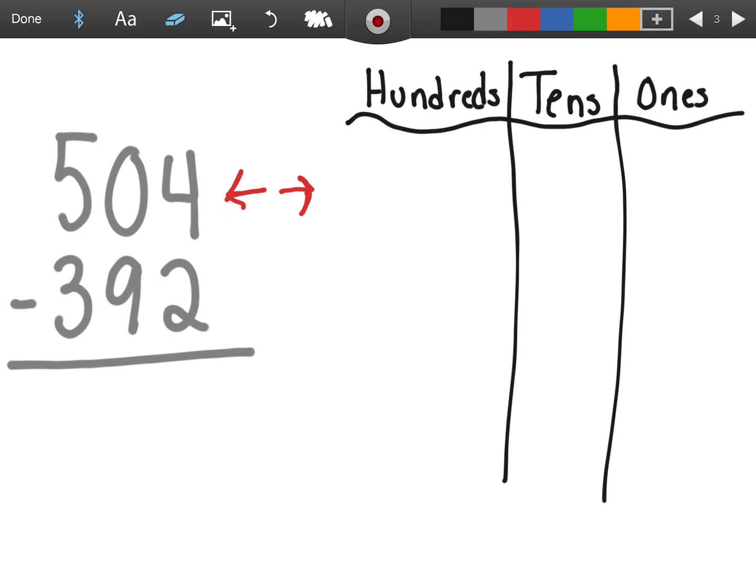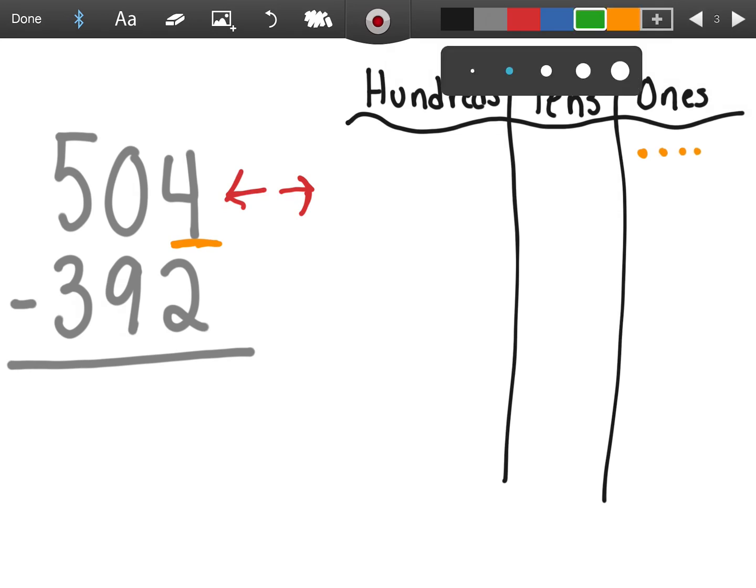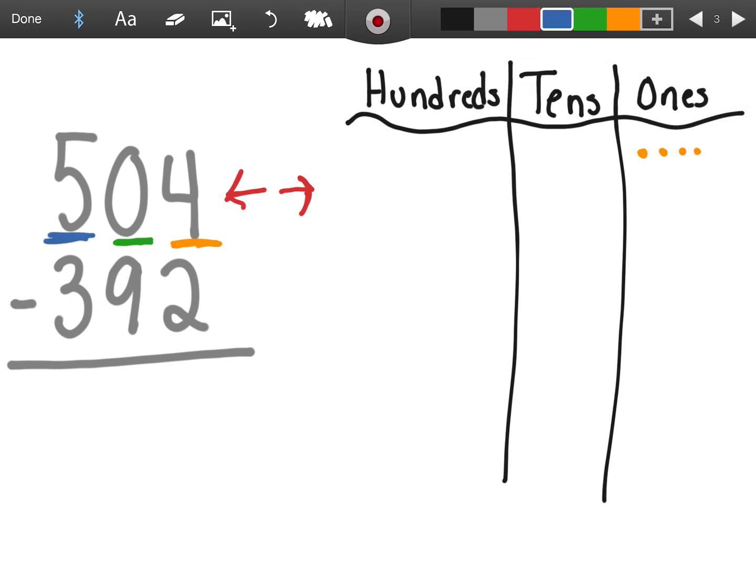So, we know that this is the ones place, so we're going to go ahead and draw 4 ones into our chart. We know that this is the tens place, and we don't have any tens, so this time we don't have to draw anything in our tens place. And we have 500s. So I'm going to go ahead and draw in 500s.